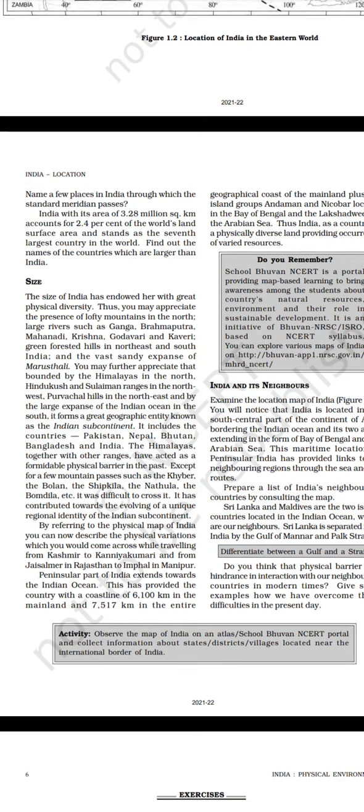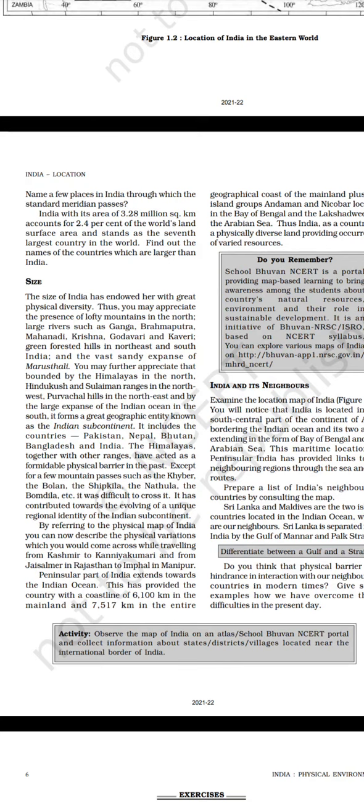Do you remember? School Bhuvan is a portal providing map-based learning to bring awareness among the students about the country's natural resources, environment and their role in sustainable development. It is an initiative of Bhuvan NRSC by ISRO based on NCERT syllabus. You can explore various maps of India on http://bhuvan-app1.nrsc.gov.in by MHRD, NCERT.